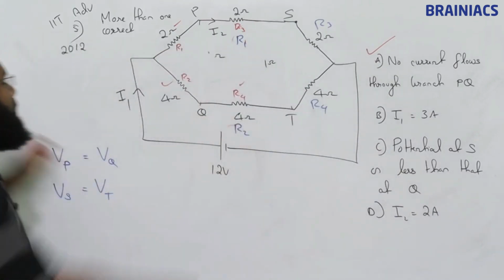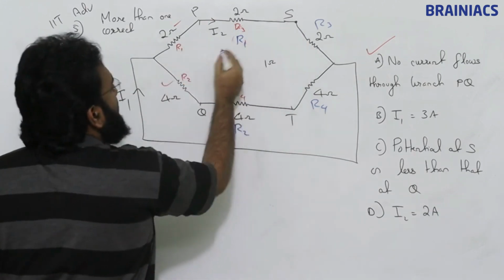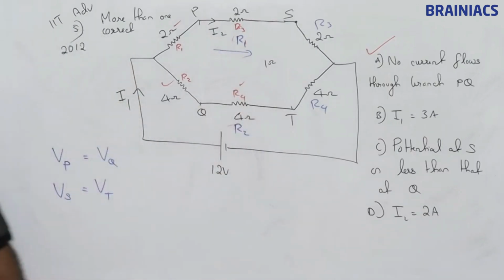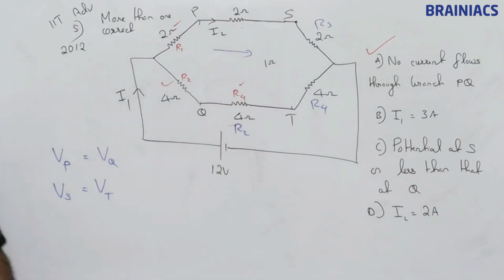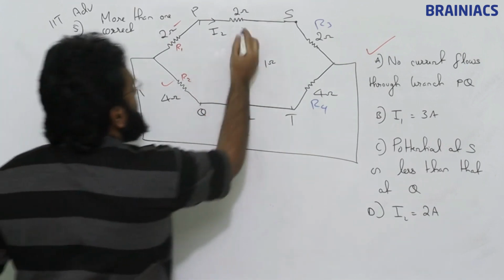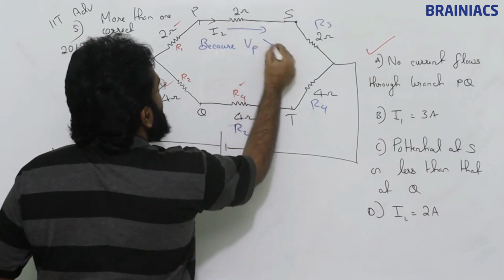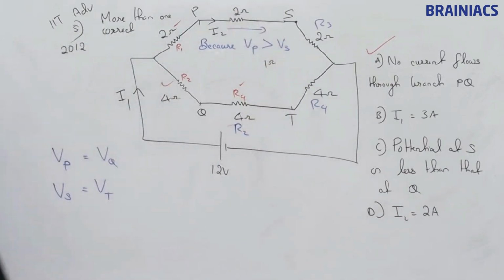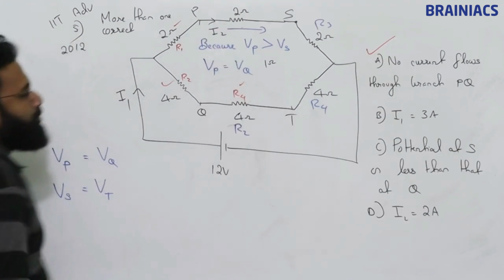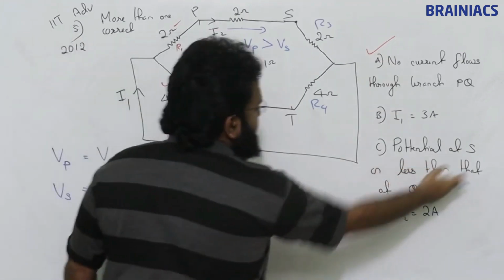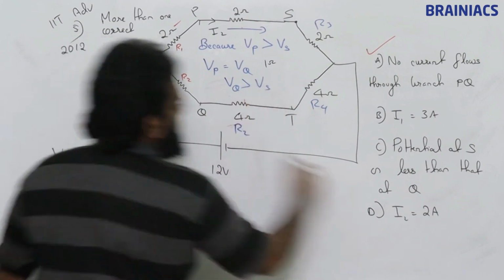Clear? No current flew through that just because of this condition. Now current is flowing in this direction. Why is current flowing in that direction? Because potential at P is greater than potential at S. And we know potential at P is equal to potential at Q. So potential at S is less than potential at Q. Because of this, I can write VQ is greater than VS. So option C is correct.